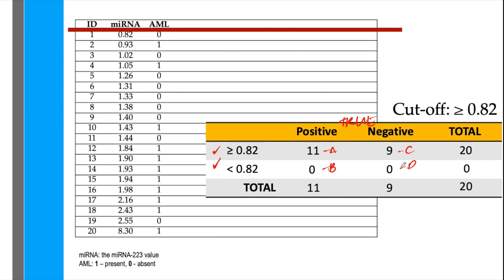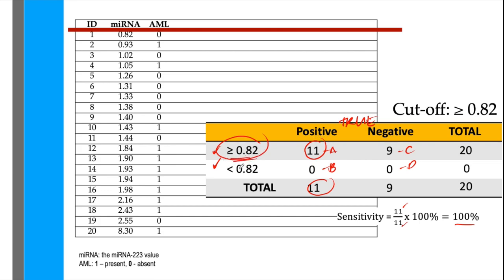Now, we may compute further for the sensitivity, which is A over A plus B. So, 11 over 11, that is 100%. In other words, if we're going to make use of this cutoff, the sensitivity of that cutoff is 100%. Or in other words, out of 11 patients who really have AML, 11 of them will be identified using this cutoff.